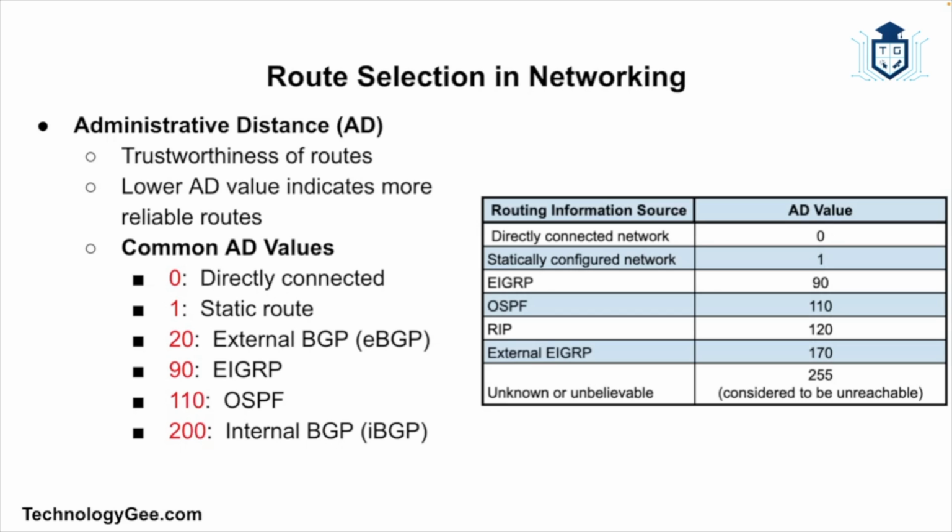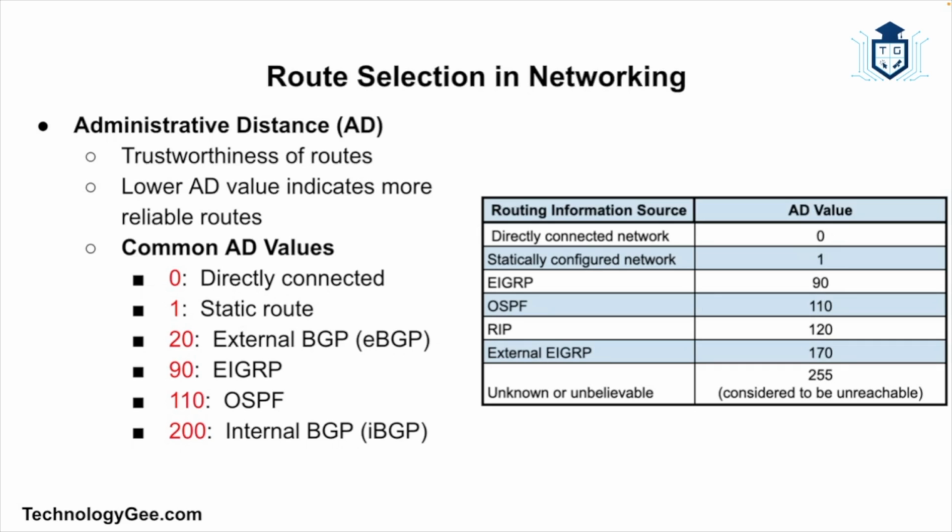All right, so let's move on and talk about route selection. Route selection is the process of determining the best path for data packets, and routers use various criteria to make these routing decisions. The first criterion is AD, or administrative distance. Administrative distance is a value assigned to routes to indicate their reliability, and lower values represent more trusted routes.